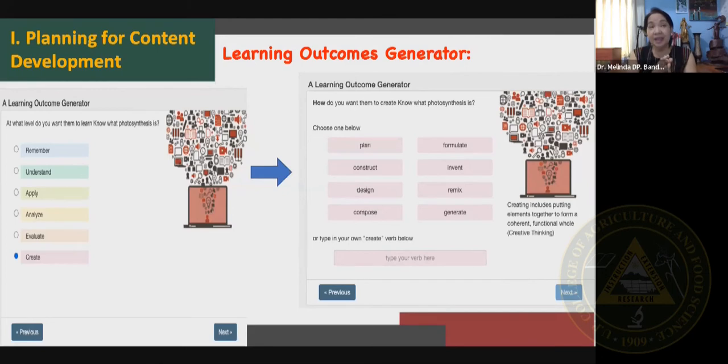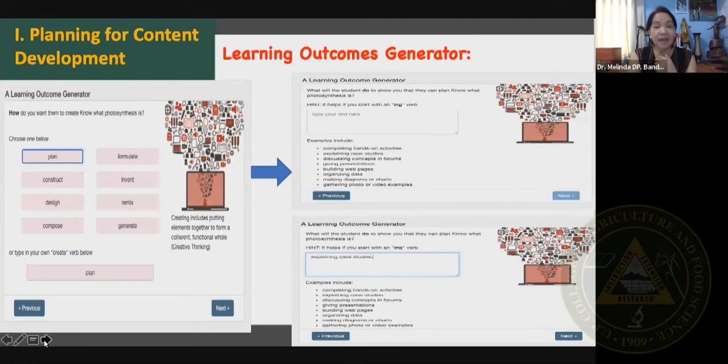And of course, if that's not exactly what you want, at least it can give you some ideas on what learning outcomes to put in the module, in the material that you will be writing. So again, you may want to try if you will find it difficult thinking of what verb to use or how you are going to write your learning outcomes. Okay?